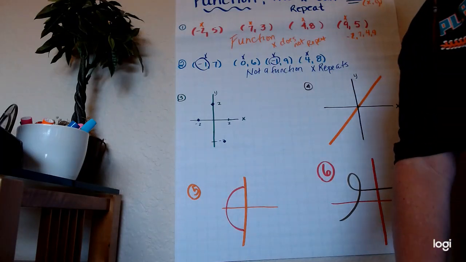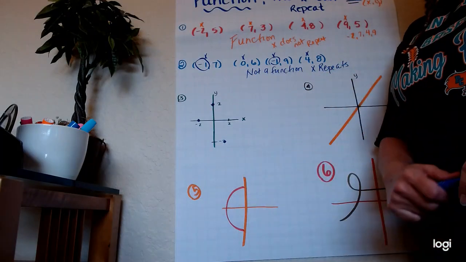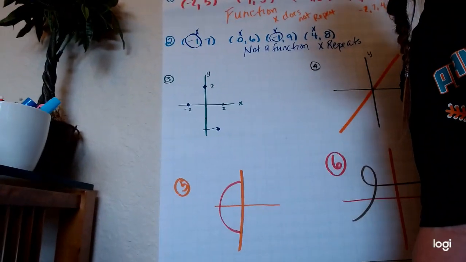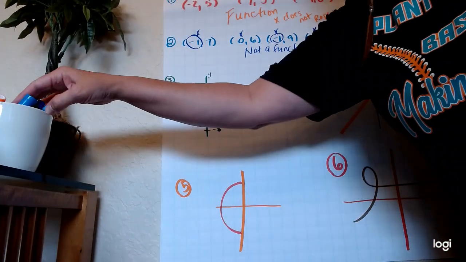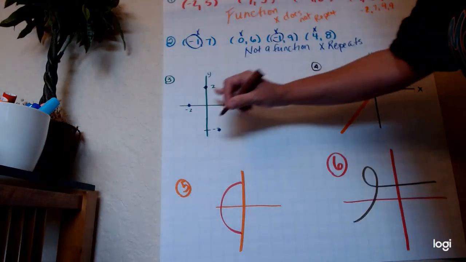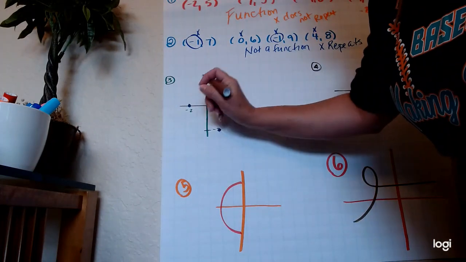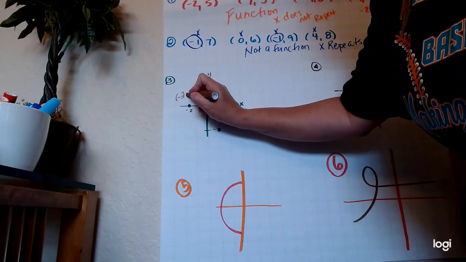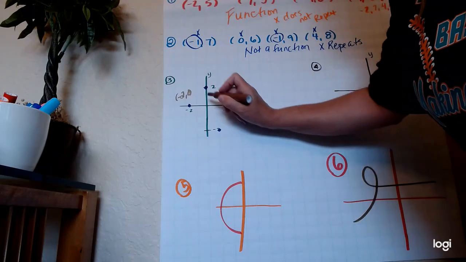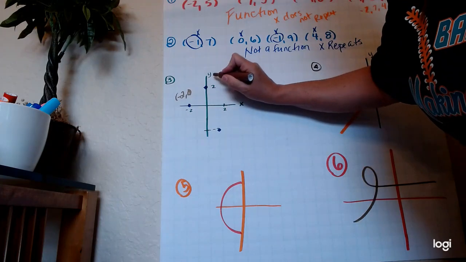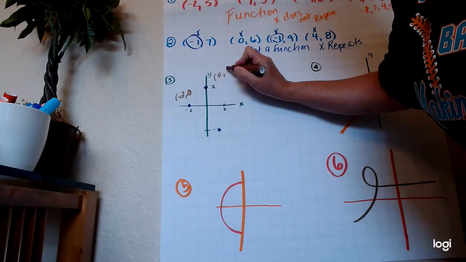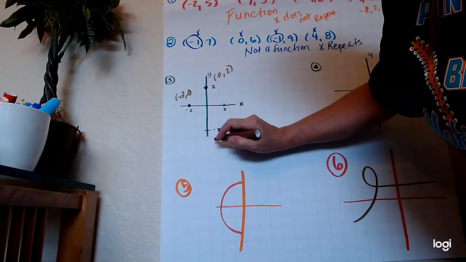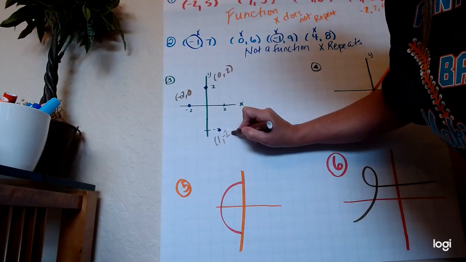Now, what if we have a graph and we have points on the graph? If you look right here, it's showing you some points on the graph. What I like to do is look at them, and I always read my graph left to right like a book. So my first point is negative 2, then 0. My next point is 0, 2. And then this one looks like it's around 1, negative 2.